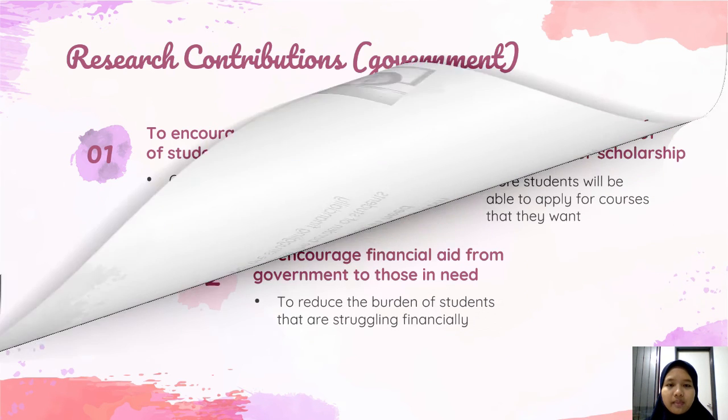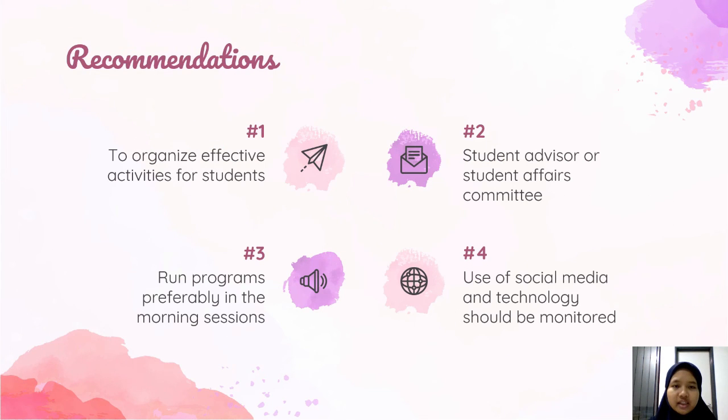eligible for scholarship. As for recommendations, there are 4 main recommendations that can be implemented. Firstly, to organize effective activities for students, to provide student advisor or to establish student affairs committee, to run programs preferably in the morning, or the use of social media and technology must be monitored.